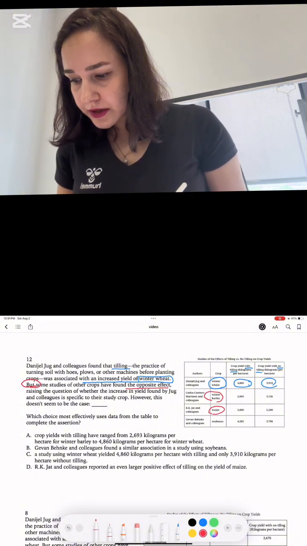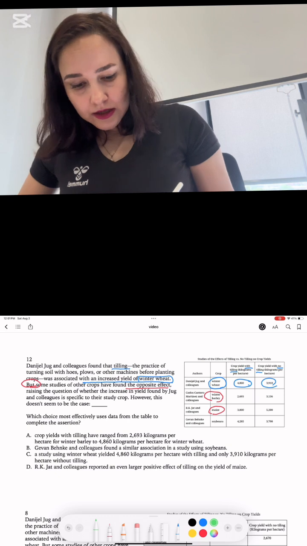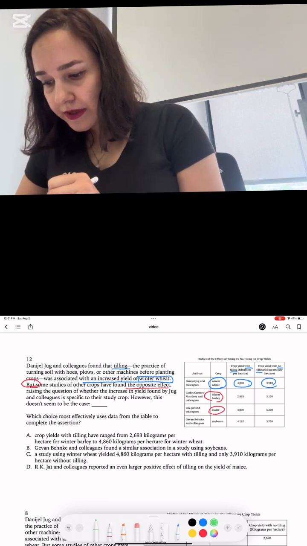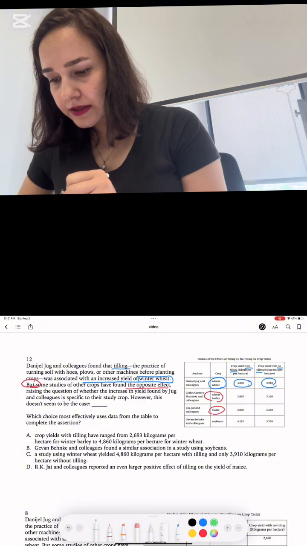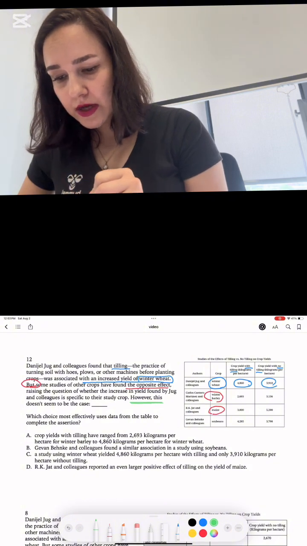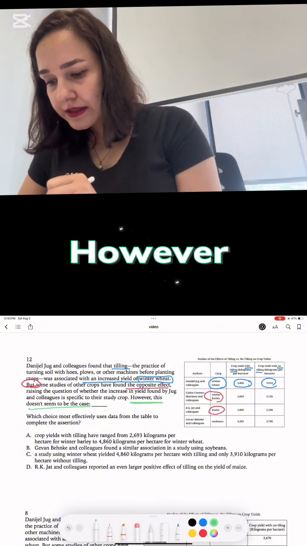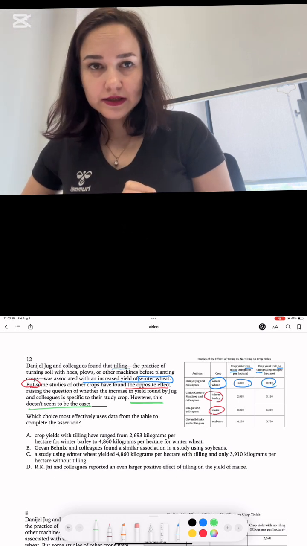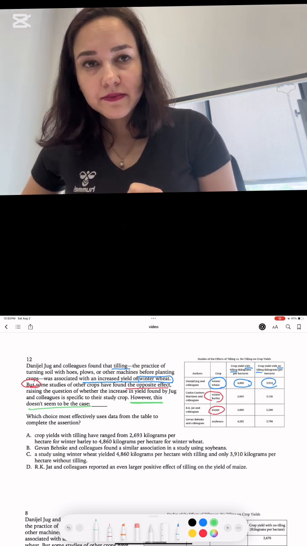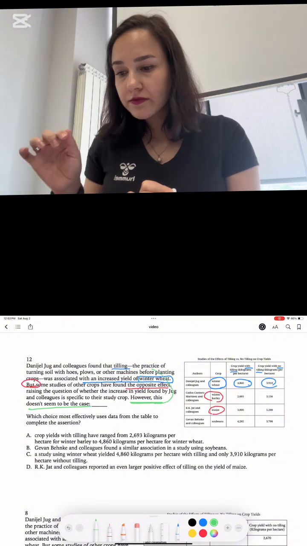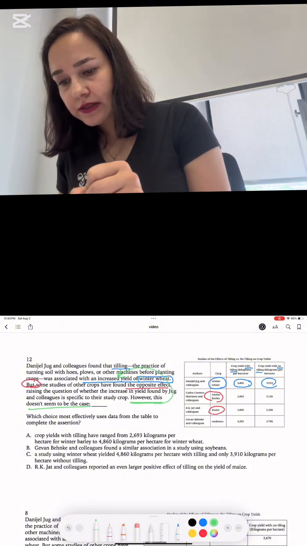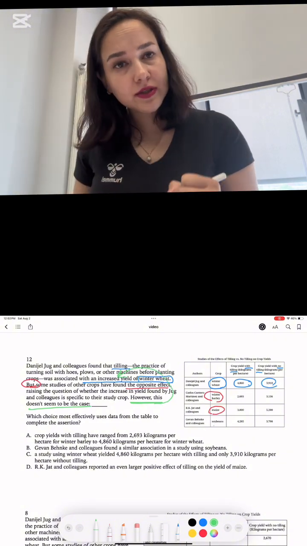Then the text keeps continuing, saying raising the question of whether the increase in yield found by Jog and colleagues is specific to their study crop. However, this doesn't seem to be the case. This sentence means that you need to find the positive effect. What was the positive effect? It means increased yield. Back to the table.